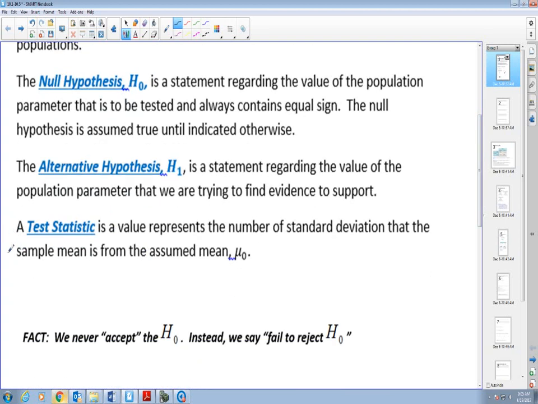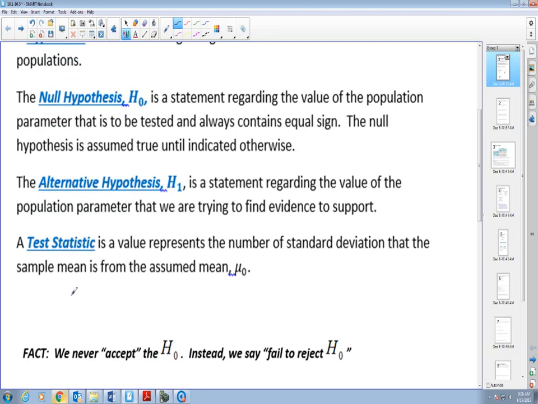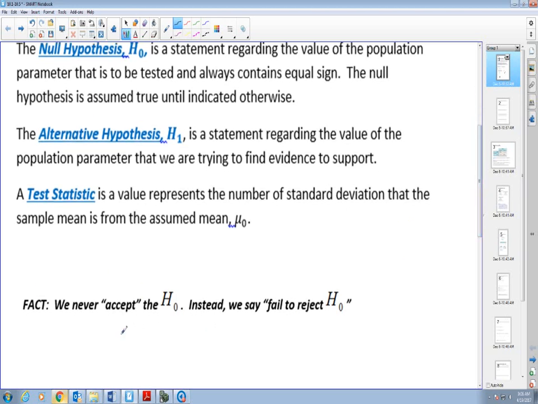In this video, I will use a term quite a bit: the test statistic. It's a value representing the number of standard deviations that the sample mean is from the assumed mean. I'm using the word mean, but I can test for the mean, I can test for population proportion P, and I can also test for variance or standard deviation. We will do all those tests in this lecture video.